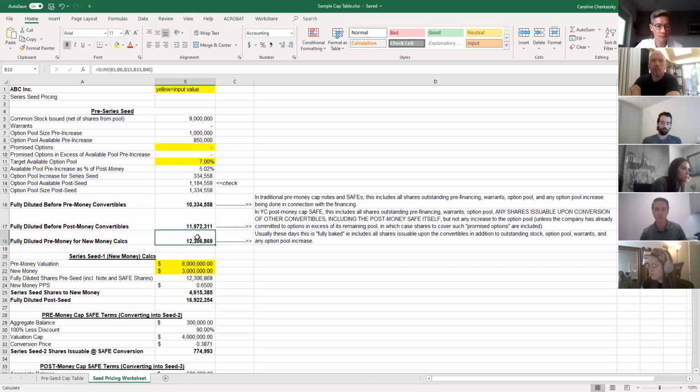So that means that this number for, actually, can you guys see when I'm highlighting cells?